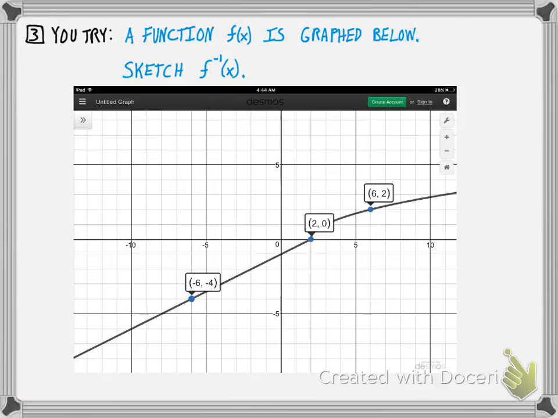Alright, box 3 is a u-try. I've got a picture of a function shown below and 3 points on that function. This function has a linear section and a kind of square root section. Your job is to sketch f inverse. Take a minute and draw a sketch of what you think the inverse would look like.